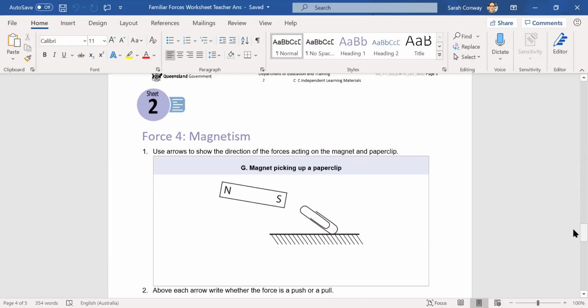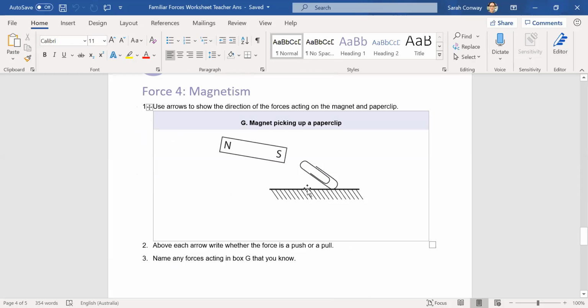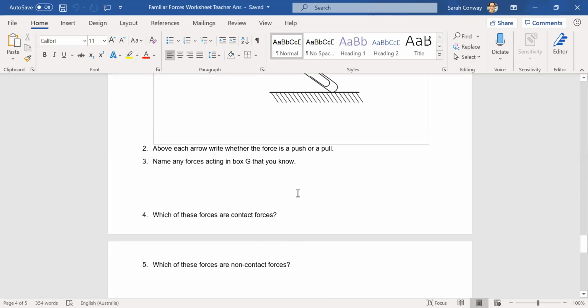Looking at magnetism, magnetism is the paper clip. So you've got the pull of the magnet from the magnetism, which is an arrow pulling it, and you've also got the contact on the ground, which is keeping it to the ground, and gravity acting on it when it's pulled up. You've got to draw an arrow there, and the forces that you know, and the contact force.